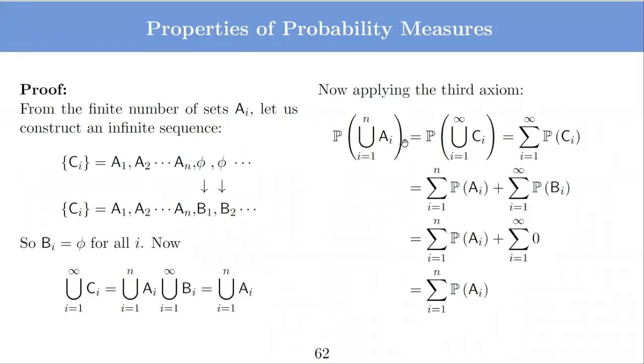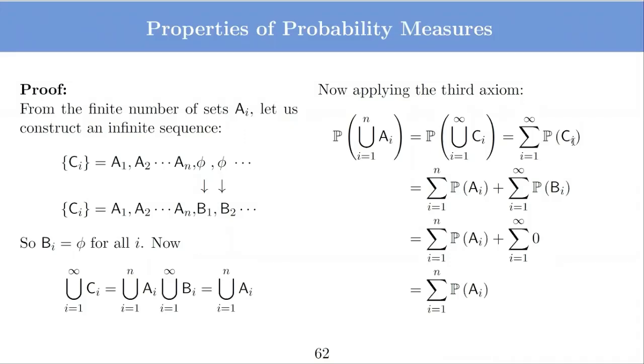So now we can say that the probability of this finite union of Ai is equal to the probability of this countably infinite union of Ci. Why? Because the union of Ai is equal to the union of Ci's, as we just proved. Now, from the axioms, we know that the probability of the union of all those Ci's is equal to the summation of the individual probabilities of the Ci's. Okay.